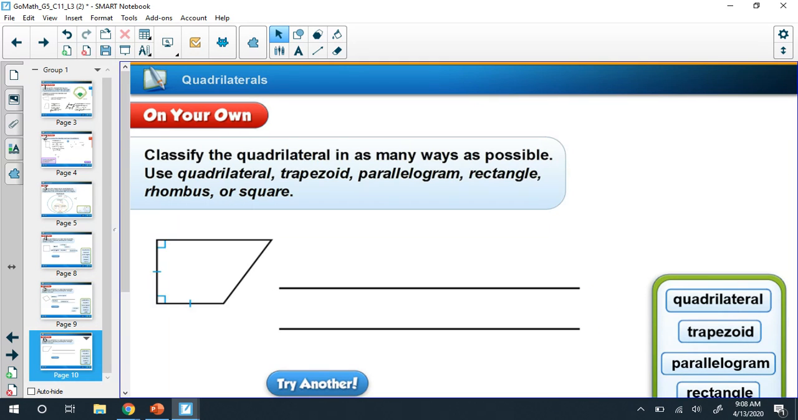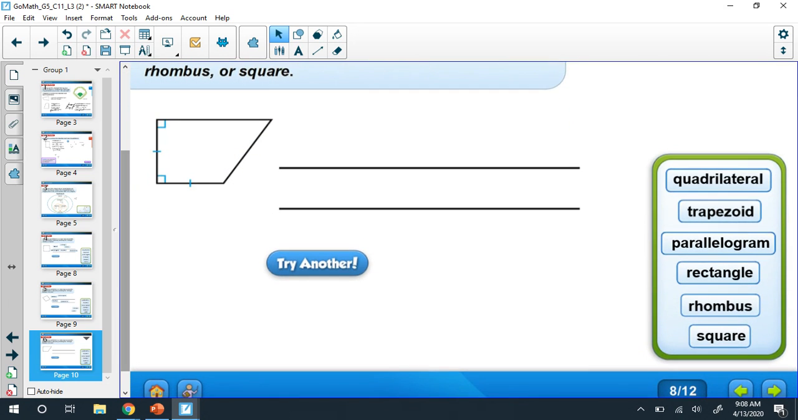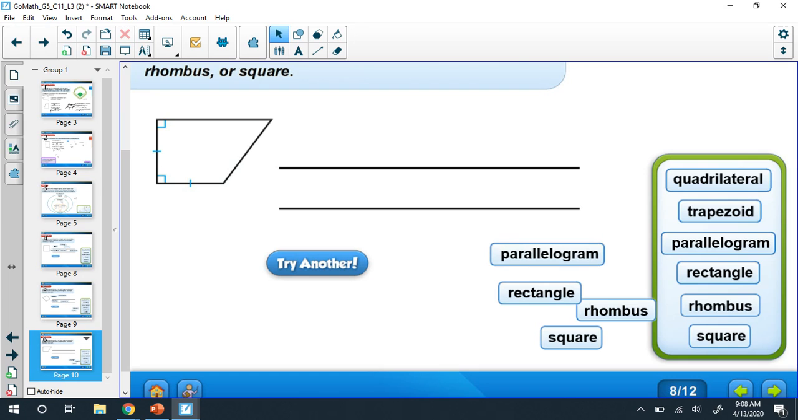All right, the last one is this one, and we're going to classify it really quick. So here, it is not a square because it doesn't have 90-degree corners and it does not have congruent sides. So it is also not a rhombus. It is not a rectangle. See, we only have one set of parallel sides and the opposite sides are not congruent. So it's not a parallelogram.